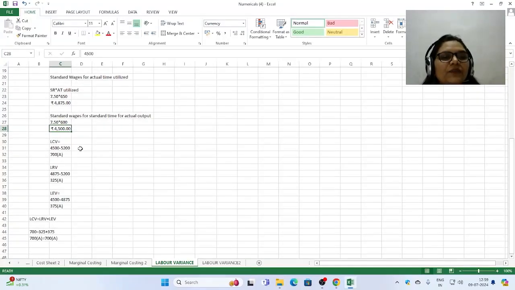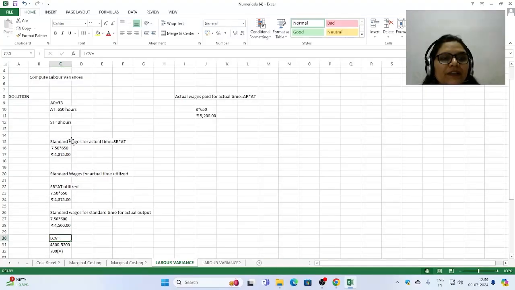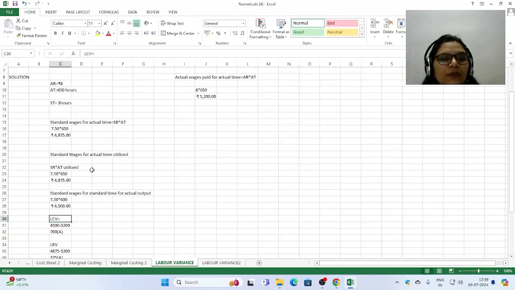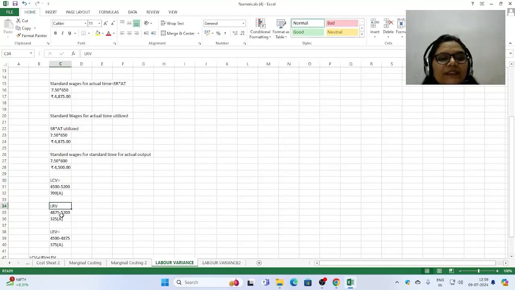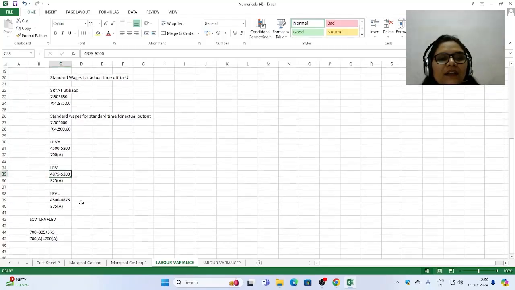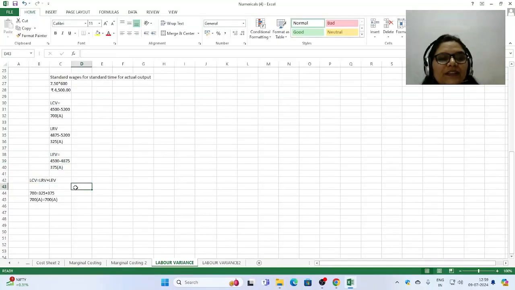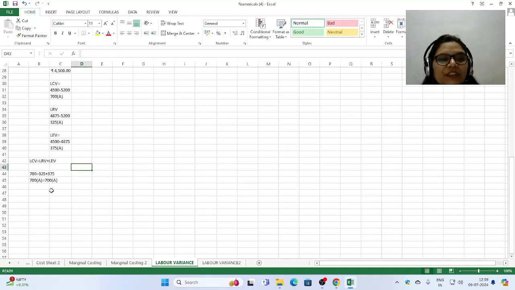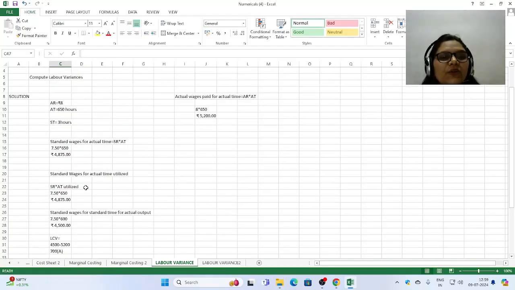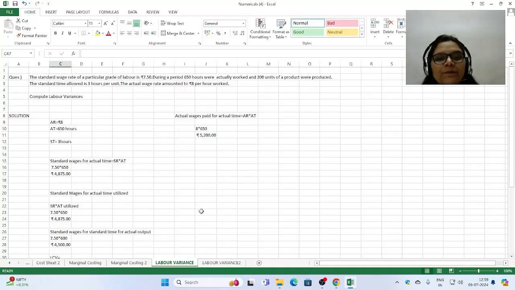Now we have to input all these values in the given formula, labor cost variance. We have checked the formulas, and we will input all these values. That is 4500 minus 5200, rate variance 4875 minus 5200, efficiency variance 4500 minus 4875. Labor cost variance is equal to labor rate variance plus labor efficiency variance. So two sides are equal, hence the verification is done.